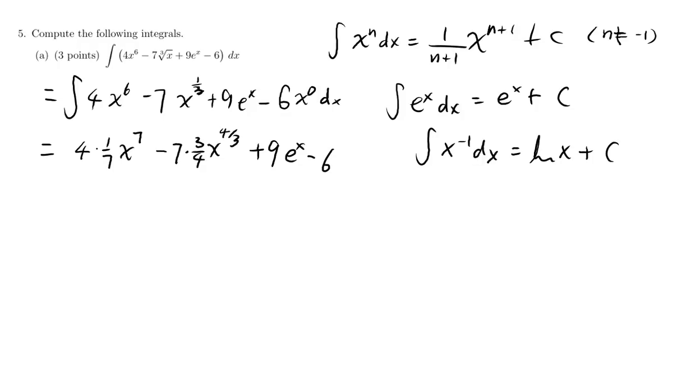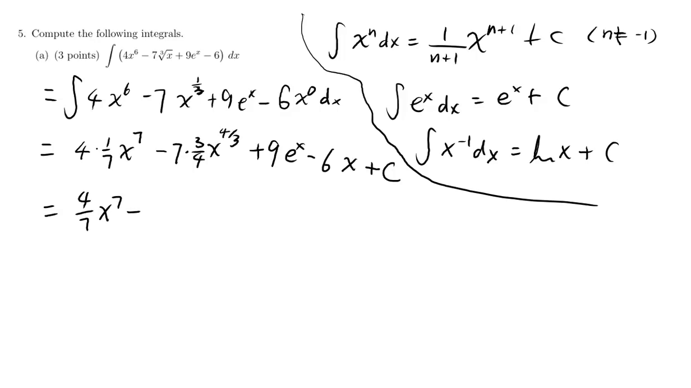and then when you integrate x to the 0th power, you have to add 1 to 0, which is 1, x to the 1st power, and the reciprocal is 1/1, so we don't write either one of those, because x by itself means x to the 1st power, and dividing by 1 doesn't do anything at all. Okay, and once you're done with all the integrals, make sure you put this plus c, and after we simplify, that's the answer. 7 times 3 is 21/4, plus 9 e to the x minus 6x plus c.